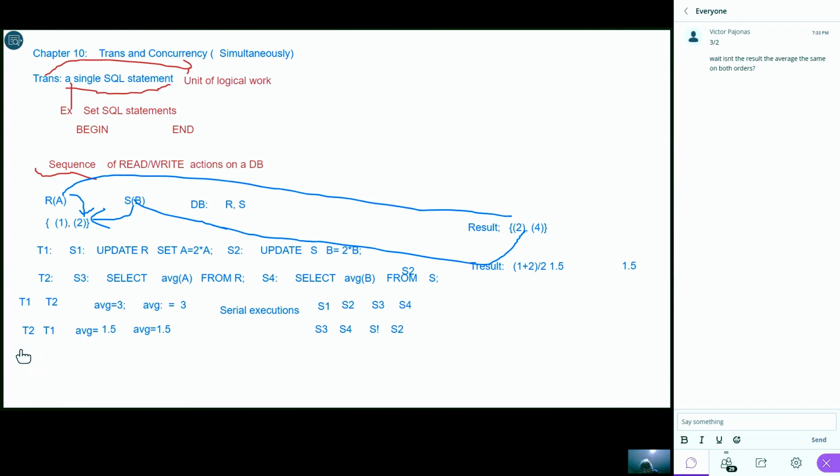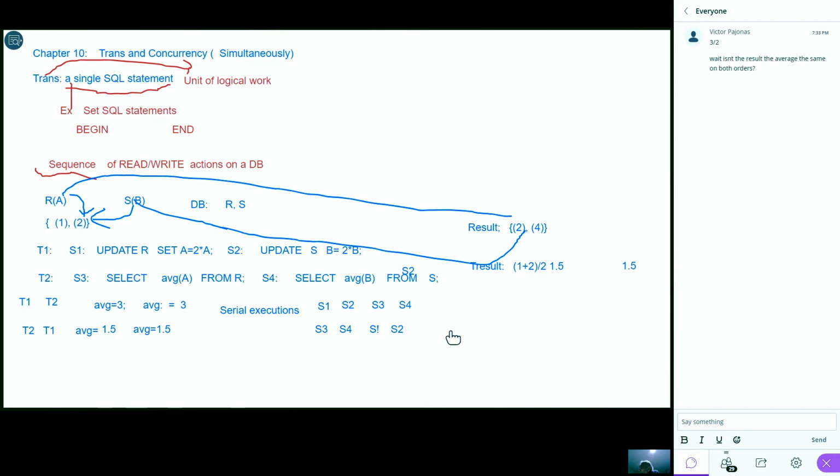Now these schedules are serial schedules, okay? A schedule where the actions of each transaction are executed consecutively without the action of any other transaction interleaving, okay? A schedule where the actions of each transaction execute consecutively without any interleaving action from other transactions, okay?